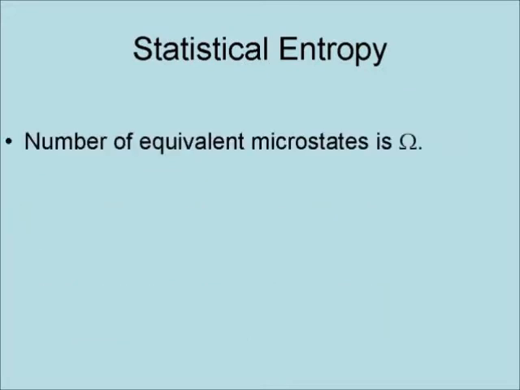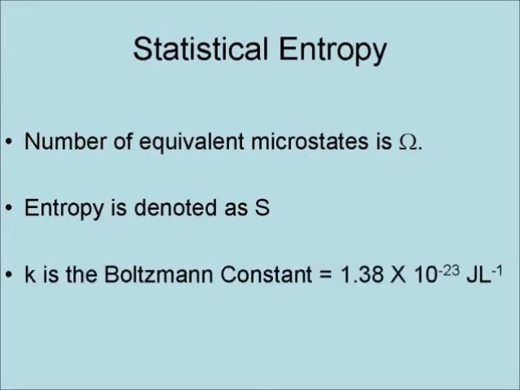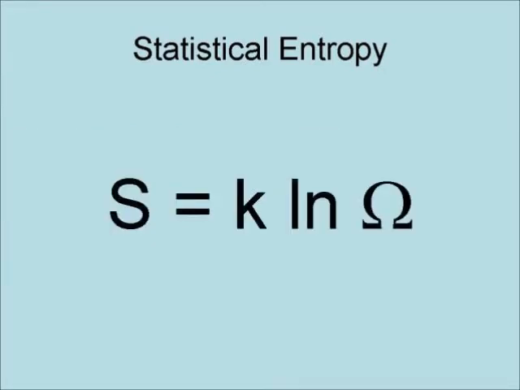The number of equivalent microstates, or the number of possible ways for a given condition to occur, is denoted as omega. In this formula, entropy is denoted as S. K is the Boltzmann constant. This results in the formula of S equals K times the natural logarithm of omega.